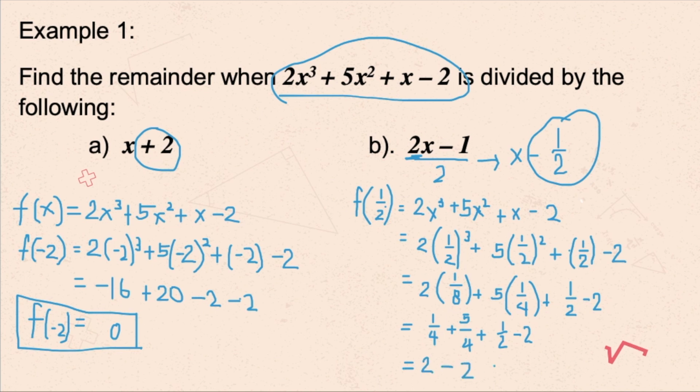So 2 minus 2 here is 0, which means f of 1 half is equal to 0, meaning to say, if we divide 2x cubed plus 5x squared plus x minus 2 by 2x minus 1, there will be no remainder.